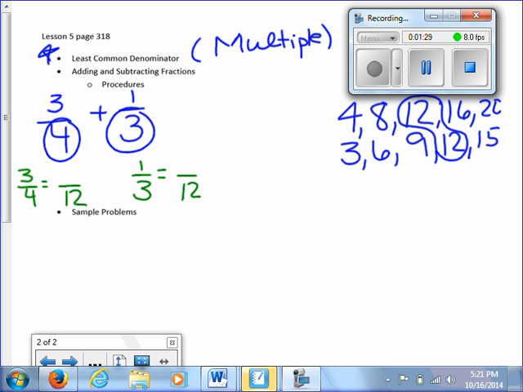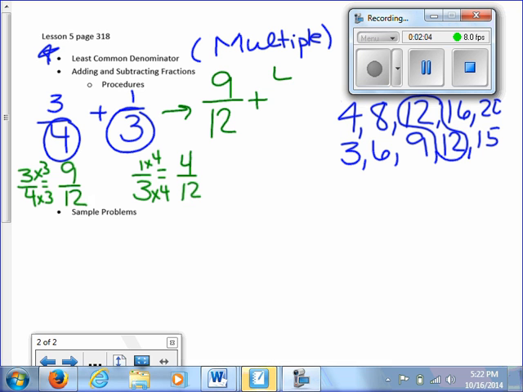And you remember that I change them to equivalent fractions as long as I multiply the denominator and the numerator by the same thing. So 4 times what is 12? 3. So if I take 4 times 3, I get 12. I have to multiply 3 times 3, and I get 9. Then I take 3 times 4 to get 12. And I take 1 times 4, and I get 4. So now I have 9/12 plus 4/12. That's my new problem.